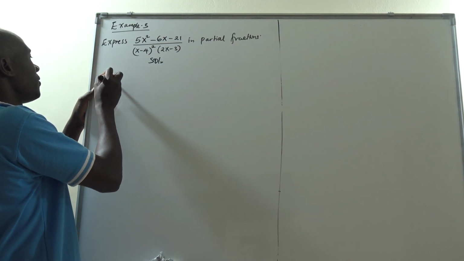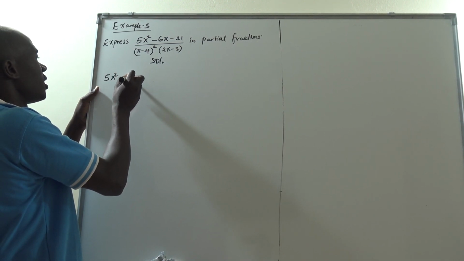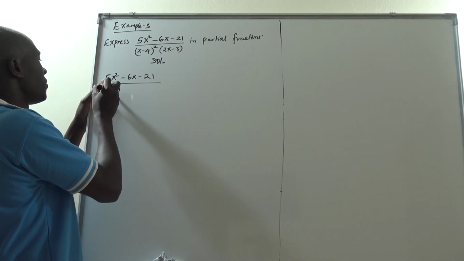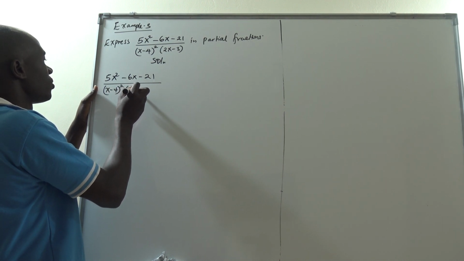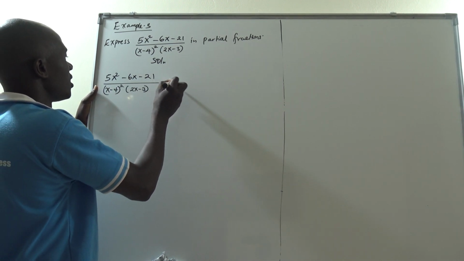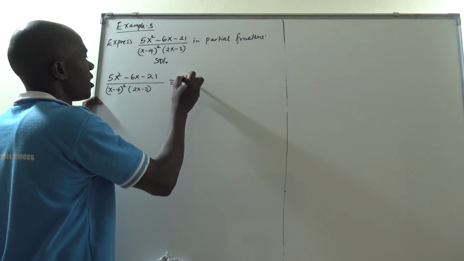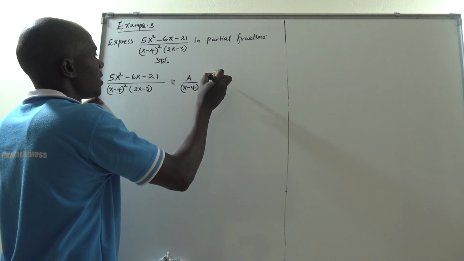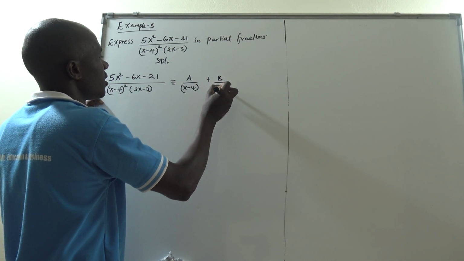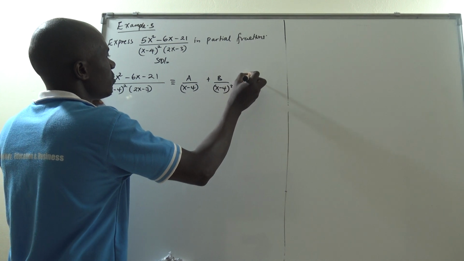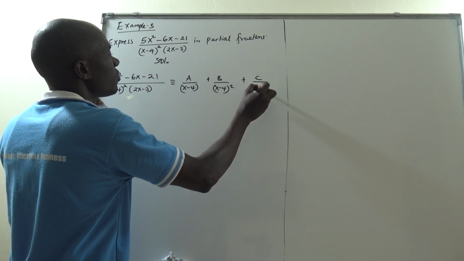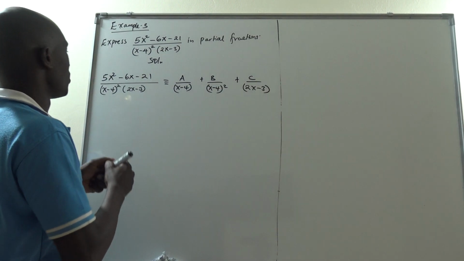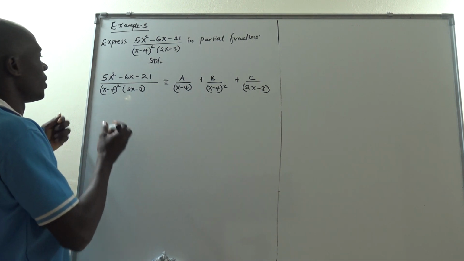So we are going to have (5x squared minus 6x minus 21) all over (x minus 4) squared into (2x minus 3) is the same as A out of x minus 4, plus B out of (x minus 4) squared, plus C out of 2x minus 3. So can we find the LCM? The LCM is like this.